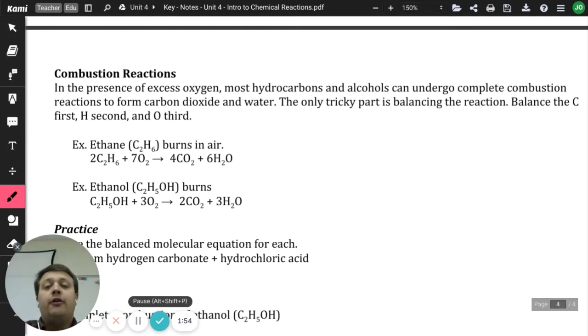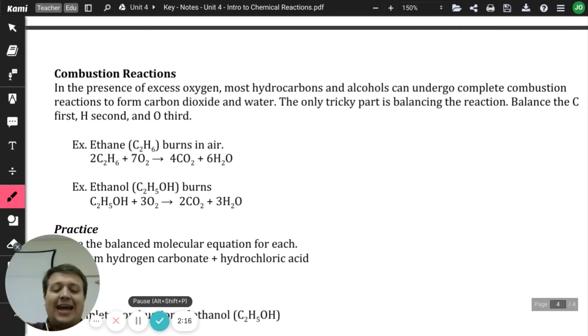Now, for this, I do suggest when you are balancing your equations, balance the carbon first, then balance your hydrogen, and then balance your oxygen. So your oxygen should always be balanced last. Okay, every single time, if you've got anything else in there, oxygen should be balanced last.